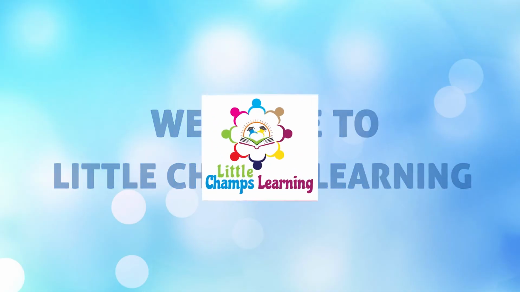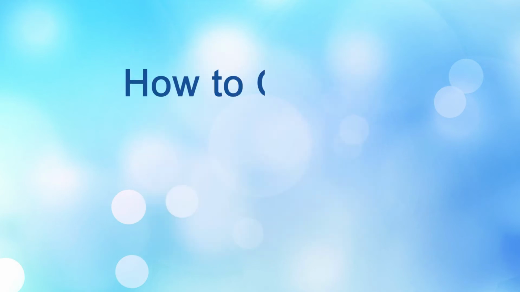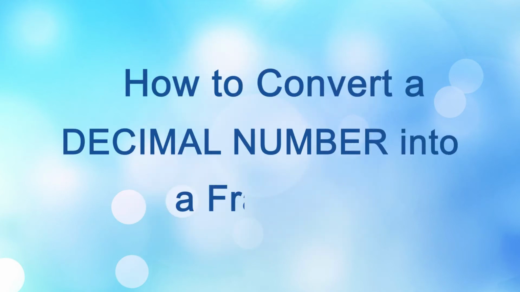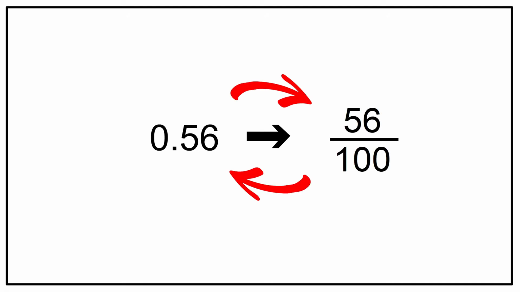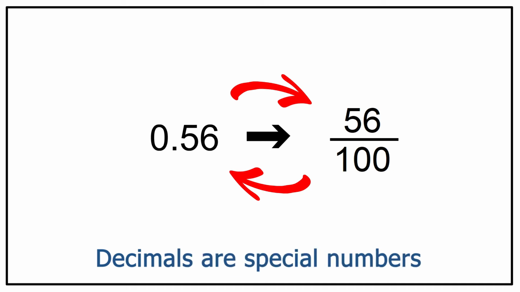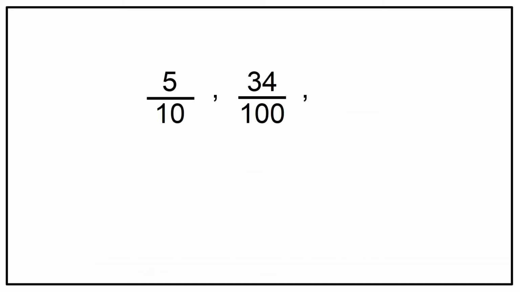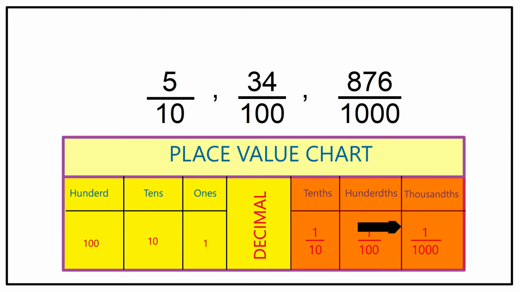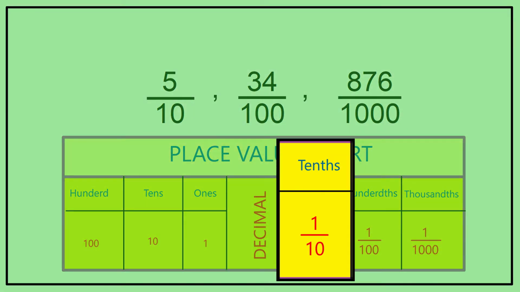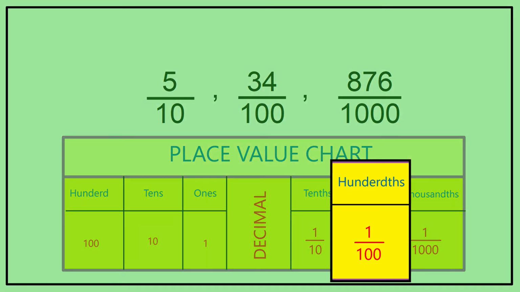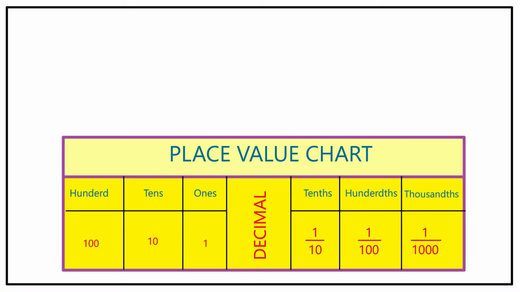In this video, we will look into how to convert a decimal number into a fraction number. They can be converted into each other back and forth. As we know, decimals are special numbers with base 10, 100 and 1000, and are placed on the right-hand side of a place value chart. Tenths place is the immediate place after the decimal point, whereas hundredths place is the second place after the decimal point. So you can see in this place value chart.